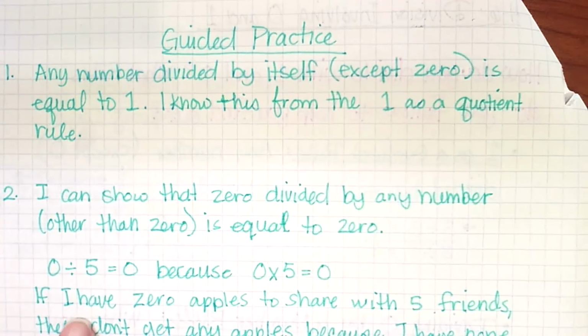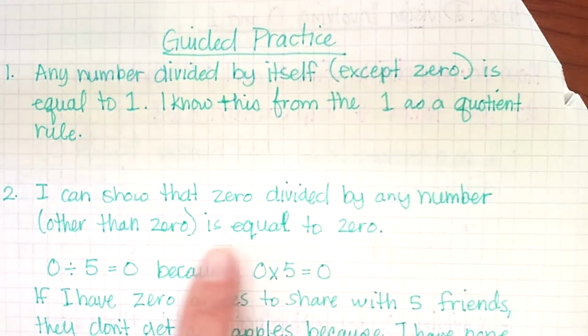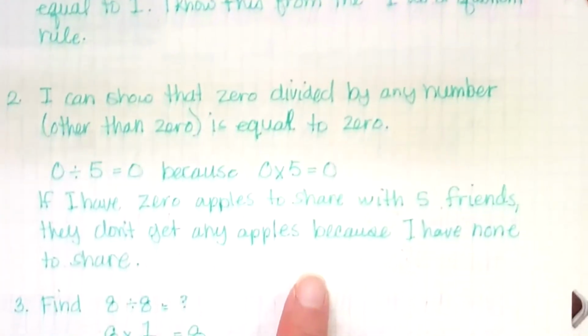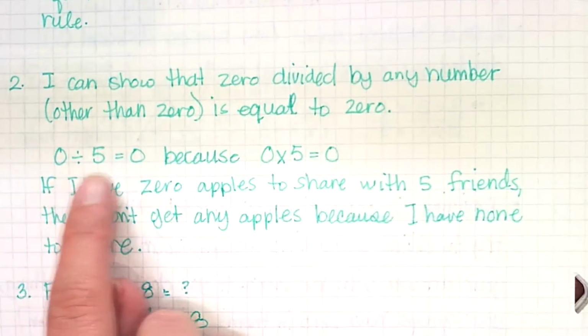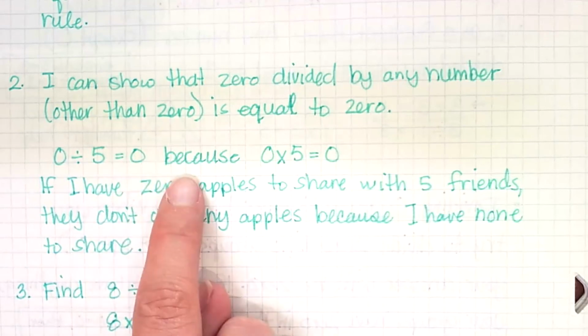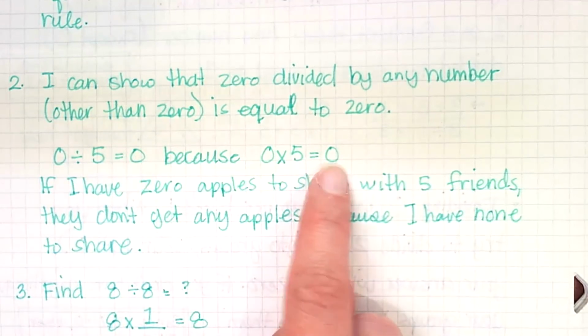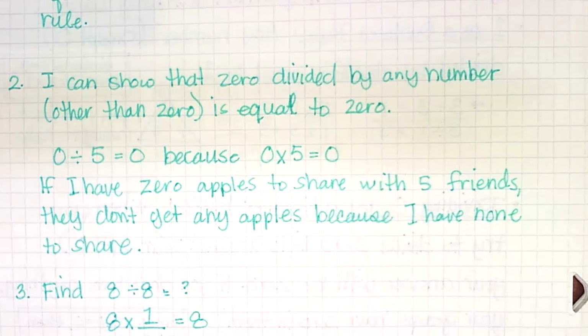For number 2, I can show that 0 divided by any number other than 0 is equal to 0. So 0 divided by 5 equals 0 because 0 times 5 is also equal to 0. If I have 0 apples to share with 5 friends, they don't get any apples because I have none to share.